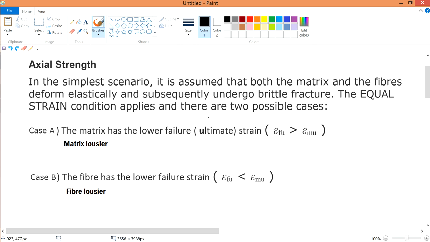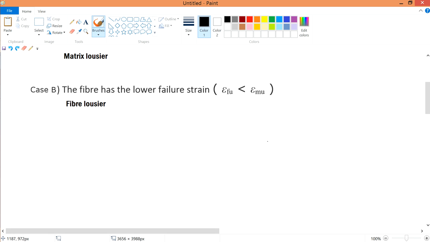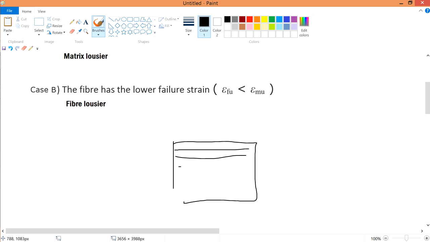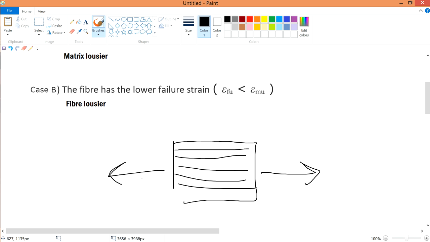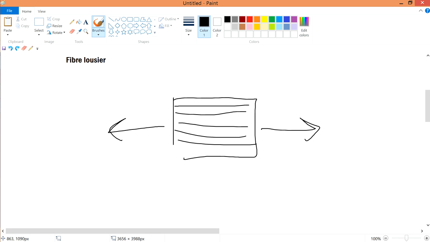What it is talking about is that your composite is made up of a certain matrix and certain fibers. So when you pull this, which one will fail first, and what is the strength of the material? Because the fibers and the matrix are different materials, either the matrix may fail first or the fiber may fail first. So I repeat again, either the matrix or the fiber will fail first.